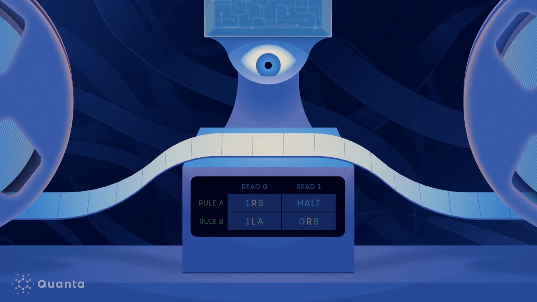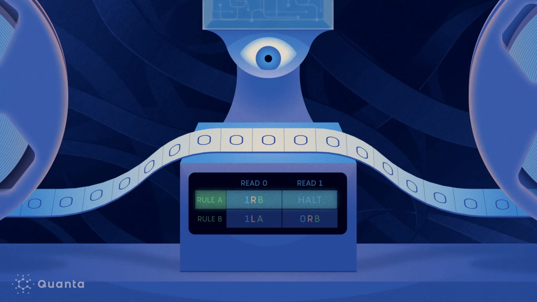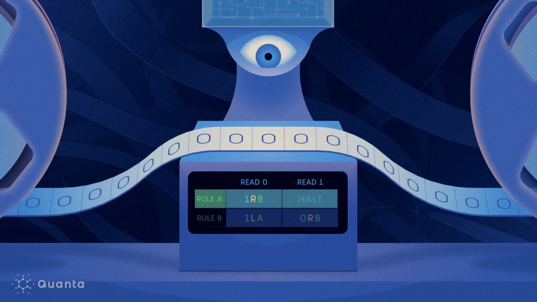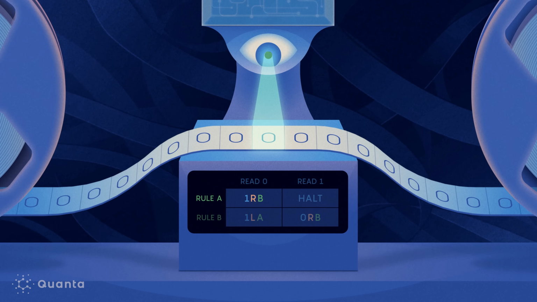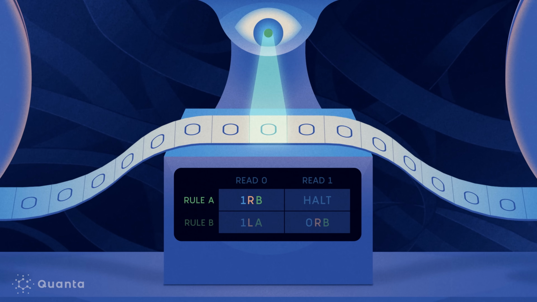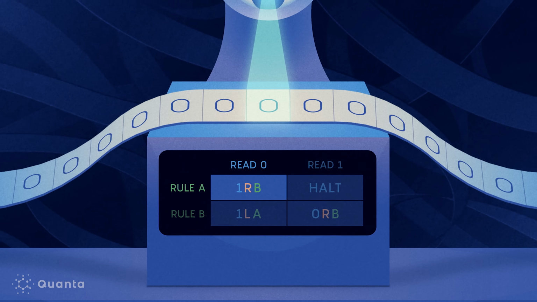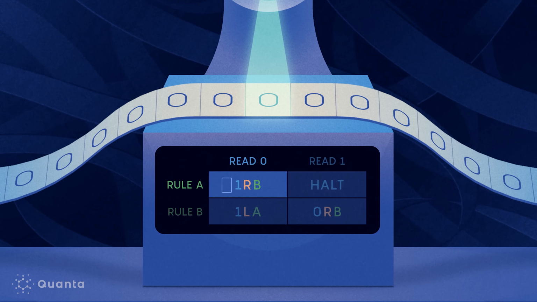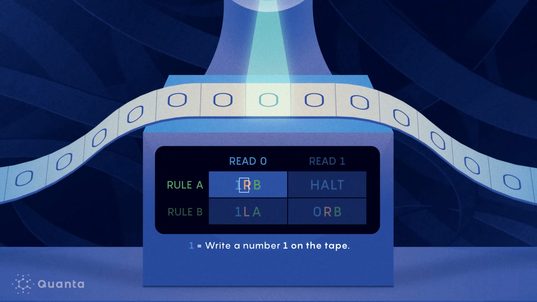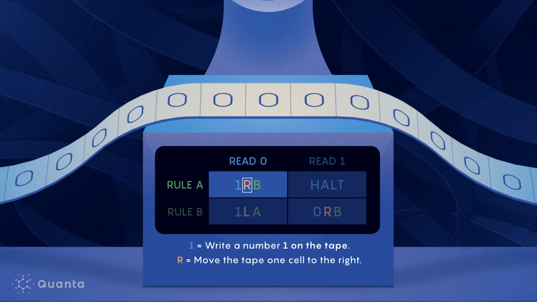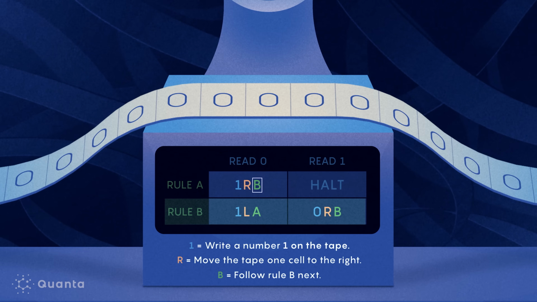At the onset, all cells on the tape are set to 0, and it's set to follow Rule A. The head reads the tape and encounters a 0. The machine then looks up the rule in the 0 column. The instructions say to write the number 1, move one cell to the right. The next rule to follow is Rule B.